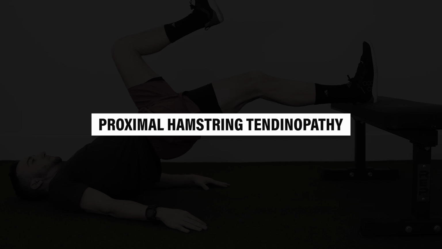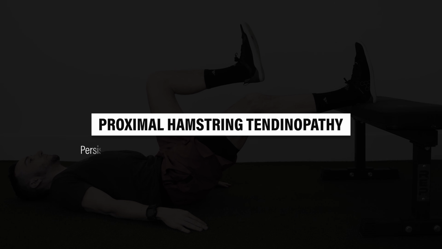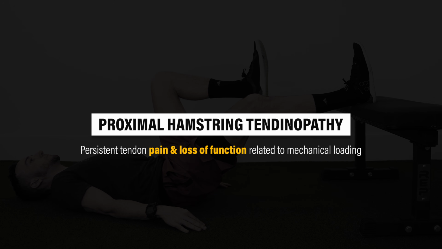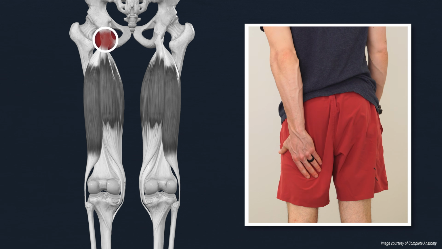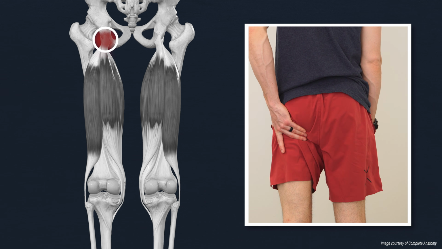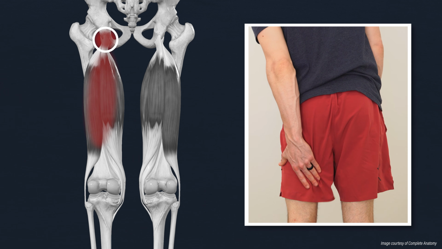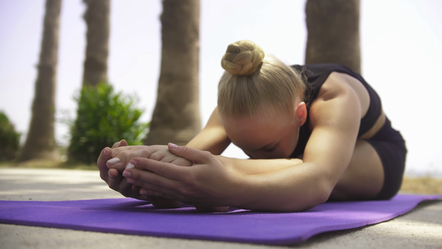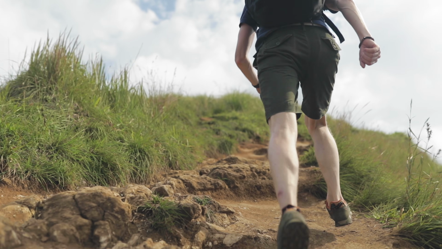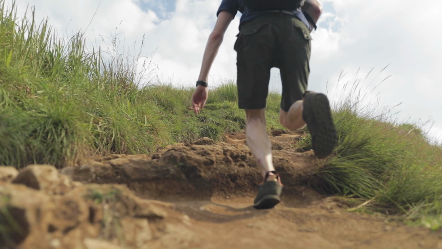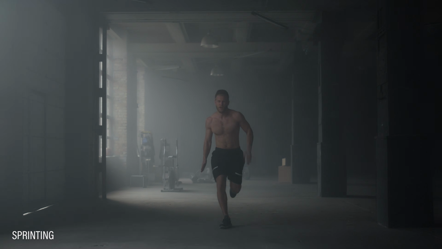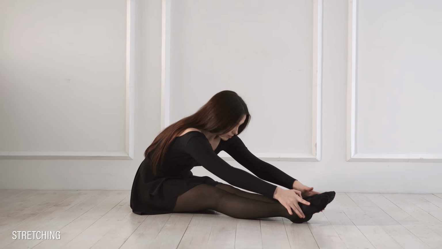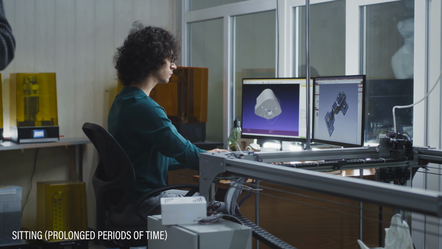Similar to other tendinopathies, proximal hamstring tendinopathy is characterized by persistent tendon pain and loss of function related to mechanical loading. This pain is located around the lower gluteal region, which may or may not radiate down the back of the thigh, and often occurs during activities and positions that place more stretch, load, and/or compression through the proximal portion of the hamstring tendon. Examples include running uphill, sprinting, movements involving deeper hip flexion, like squatting or lunging, stretching, and sitting for prolonged periods of time.